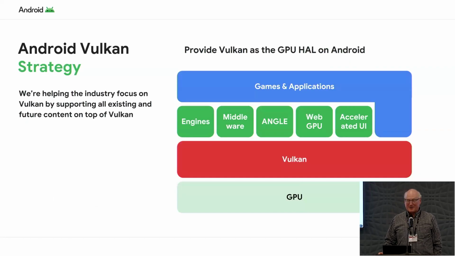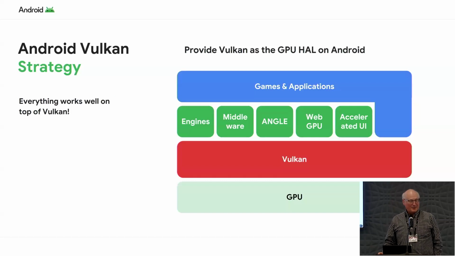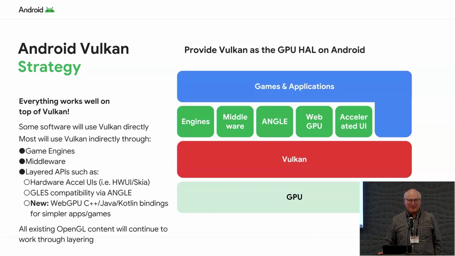So what's our strategy? It's been the same for quite a while, right? We're trying to move from that red box being GLES to being Vulkan, right? We want everything to be on top of Vulkan, whether directly or indirectly. And we're really trying to help the industry, the Android ecosystem, focus on let's get everything working on Vulkan. And we don't want it just to work, right? We want it to work really well. We want your software to shine, right? And so we're working hard to try and bring that about.